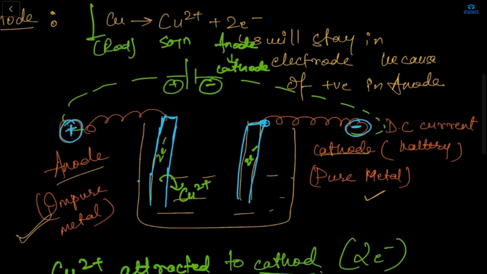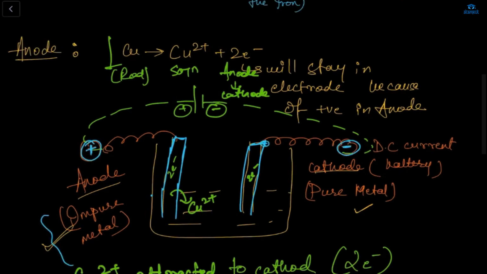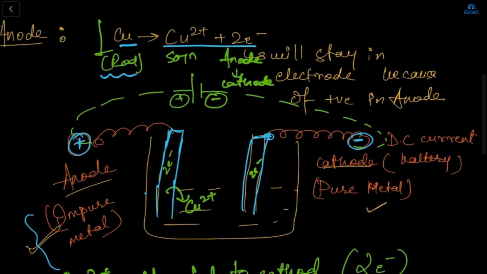And the anode is having the impure metal, and the cathode is having a strip of pure metal. So now what will happen is that on the anode side, if the reaction happens, the copper will become Cu2+ plus 2 electrons. It means the copper which is in your rod will get dissolved in the solution as Cu2+, and the 2 electrons will be there in your anode only.